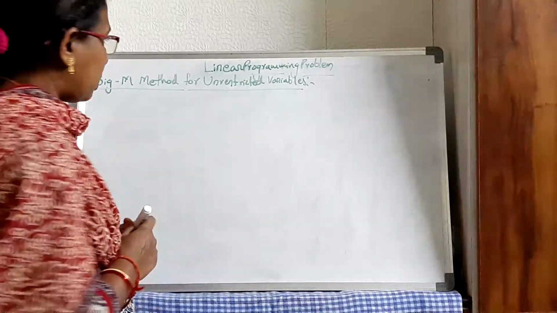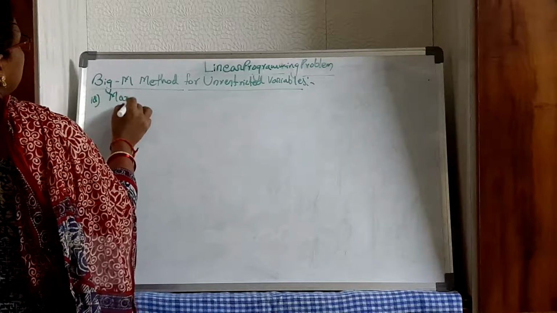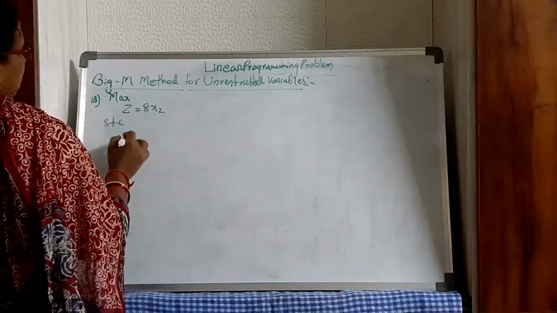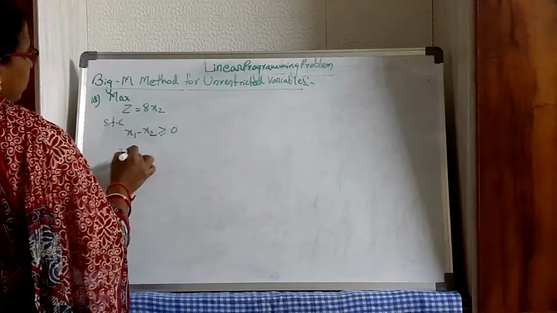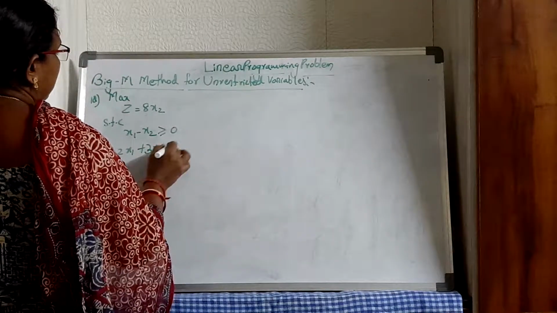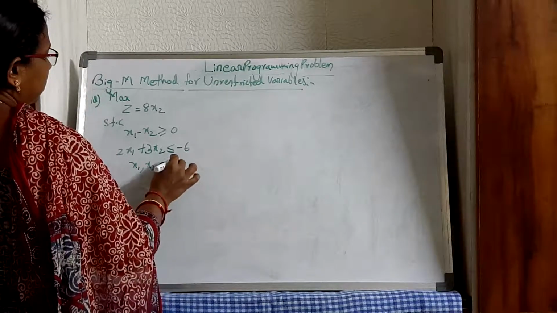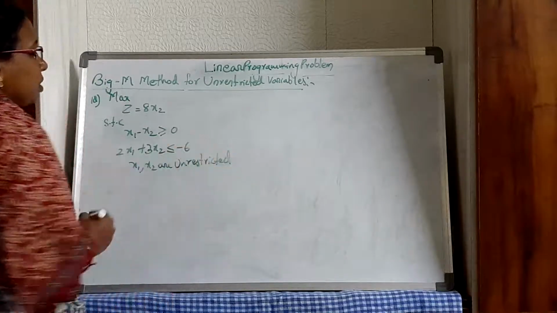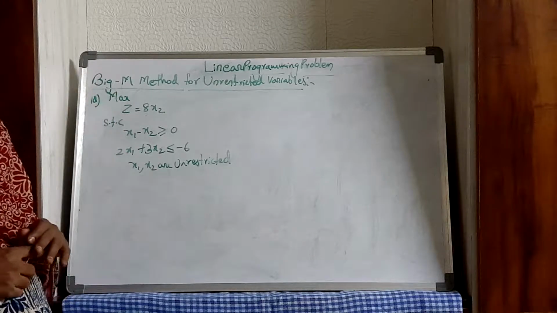That we'll see here. Suppose I am taking a problem, for example, maximize z is equals to 8x2 subject to constraints x1 minus x2 greater than or equal to 0, 2x1 plus 3x2 less than or equal to minus 6, x1, x2 are unrestricted. Suppose an LPP problem is given to you like this. Then how do we solve such a problem?